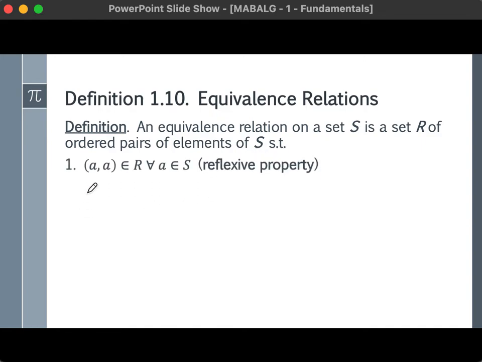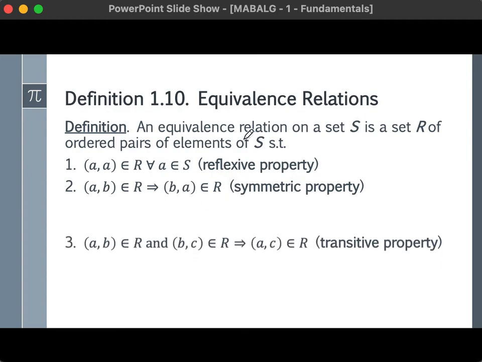number one, for any ordered pair (a, a), (a, a) is in R for all a in S. We call this the reflexive property. Number two, (a, b) in R implies that (b, a) is also in R, which is the symmetric property. So again, if we have (a, b) in R, it implies that (b, a) is also in R.